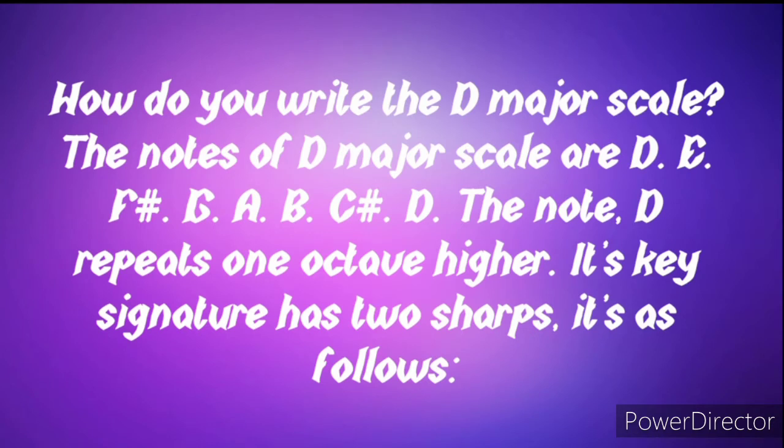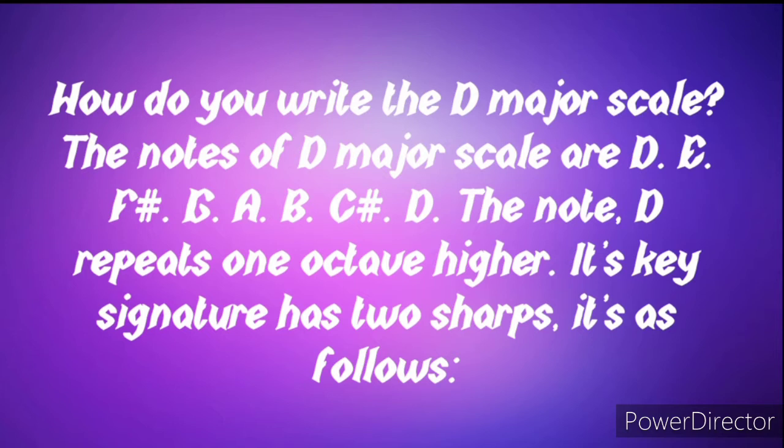How do you write the D major scale? That's the next thing we're going to be looking at. You can't start D on C. D is on D, C is on C, A is on A. But let's look at the notes. The notes of D major scale are D, E, F sharp, G, A, B, C sharp, and D.